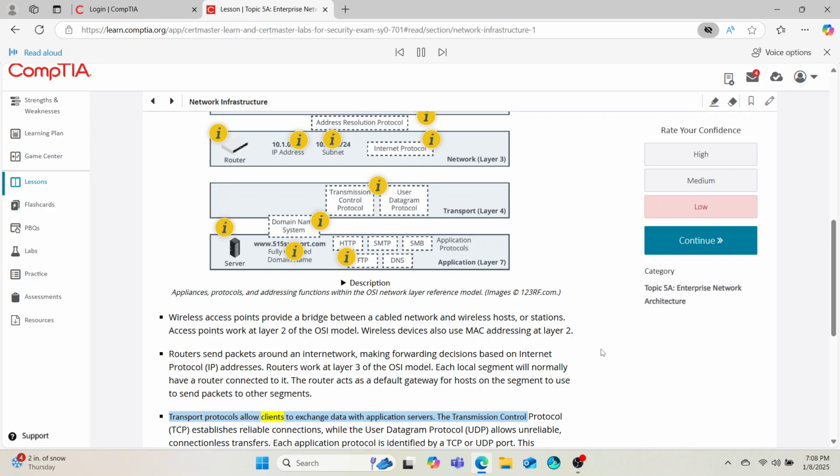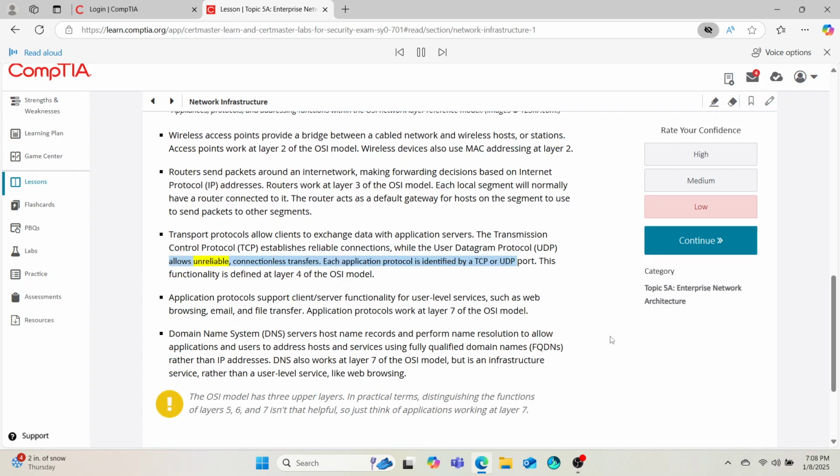Transport protocols allow clients to exchange data with application servers. The Transmission Control Protocol (TCP) establishes reliable connections, while the User Datagram Protocol (UDP) allows unreliable, connectionless transfers. Each application protocol is identified by a TCP or UDP port. This functionality is defined at layer 4 of the OSI model. Application protocols support client-server functionality for user-level services, such as web browsing, email, and file transfer. Application protocols work at layer 7 of the OSI model.